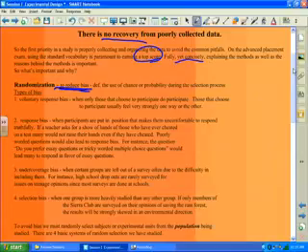The definition is the use of chance or probability during the selection process so that any bias is gone and you're not, whether subconsciously or consciously, choosing things.